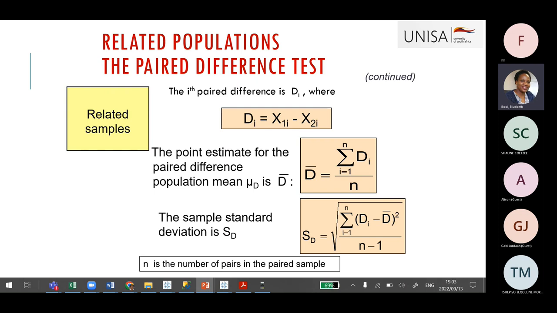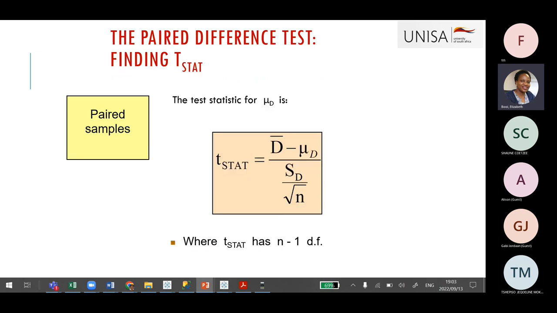What is expected from you? In order for you to calculate the test statistic, I'm 100% sure that they will ask you to calculate it. So for calculating the test statistic, we use the mean of your differences minus the population mean difference. They will give it to you.